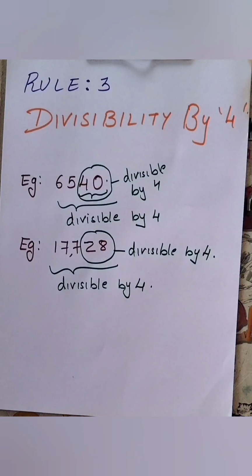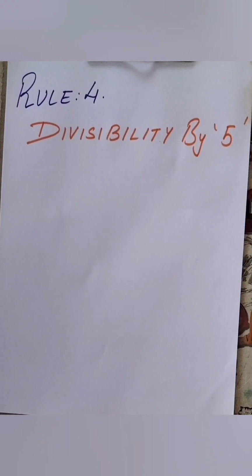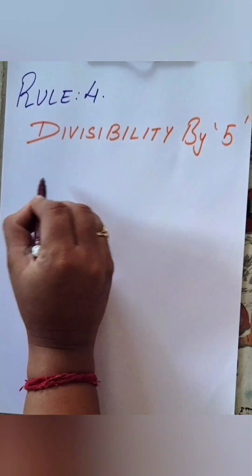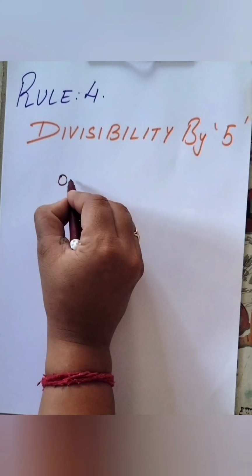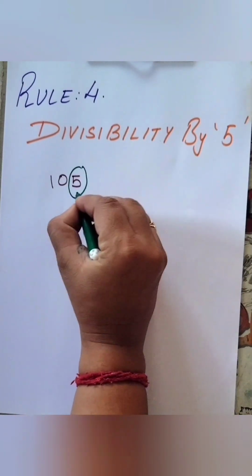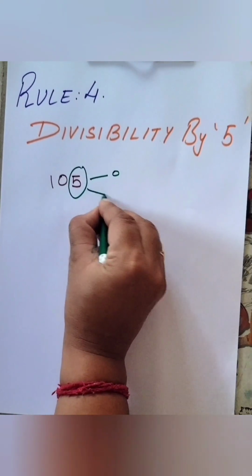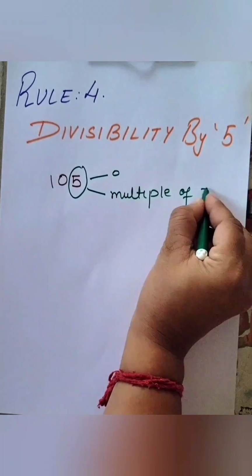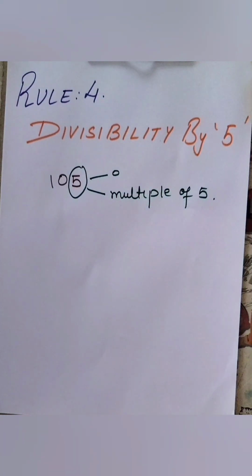Moving ahead with our next divisibility rule, divisibility by 5. This is one of the simplest divisibility rules. If I want to check whether a number is divisible by 5 or not, we have to see the last digit only. If the last digit is either 0 or a multiple of 5, then that number is divisible by 5.